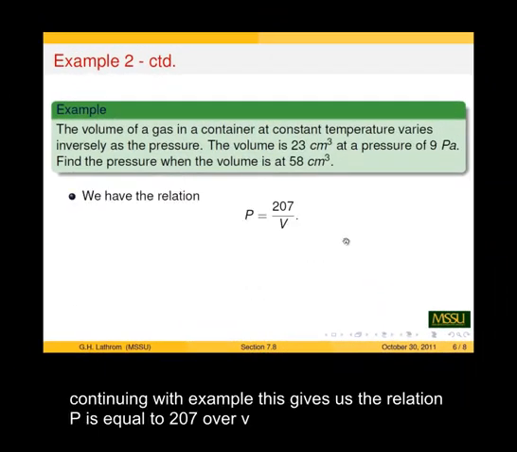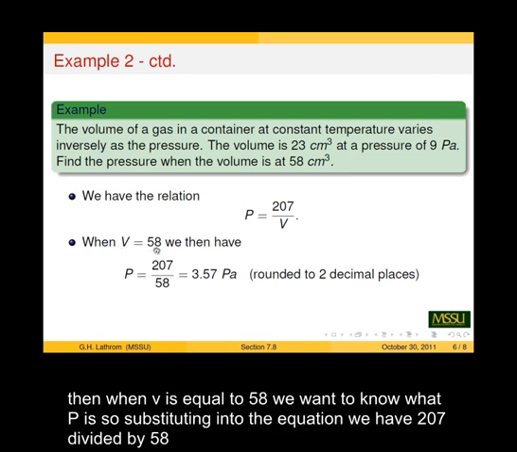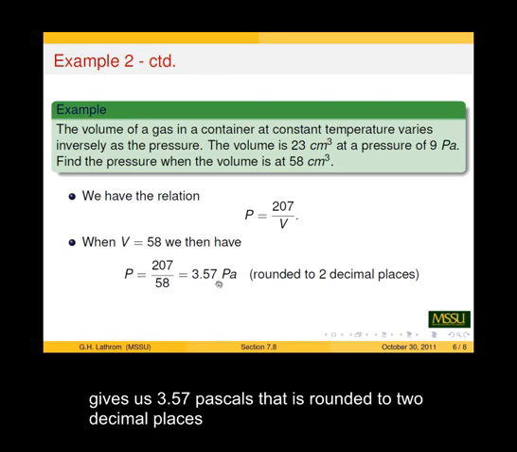Continuing with the example, this gives us the relation P is equal to 207 over V. When the volume is 58, we want to know what P is. Substituting into the equation, we have 207 divided by 58 gives us 3.57 pascals. That is rounded to 2 decimal places.